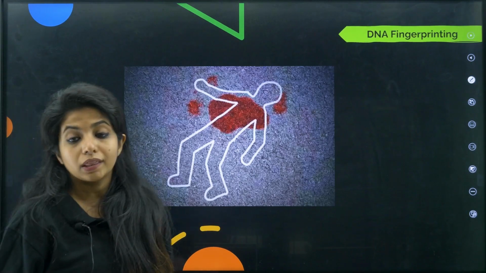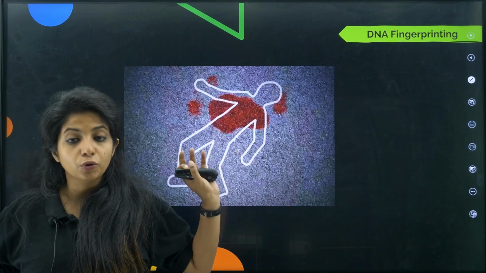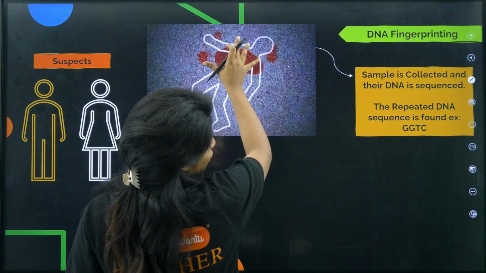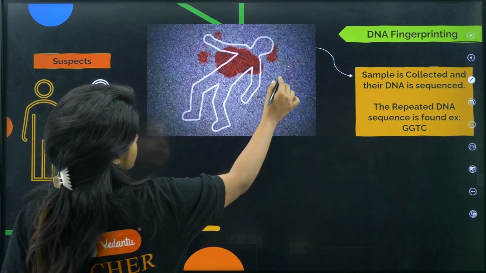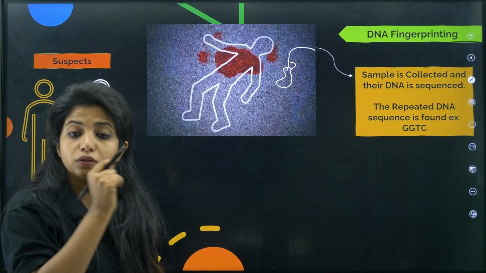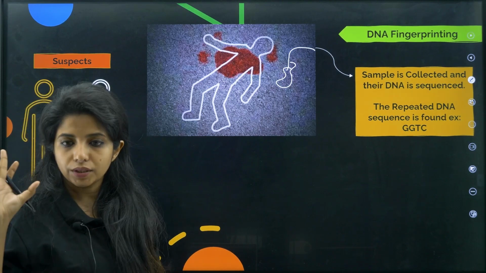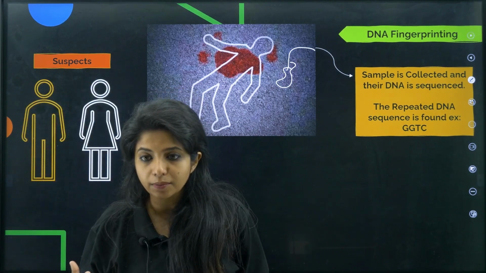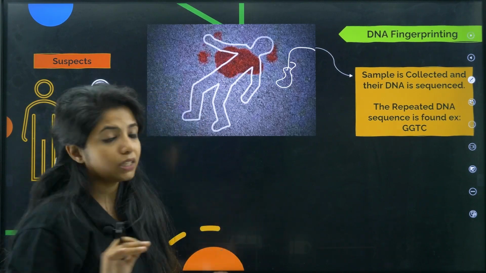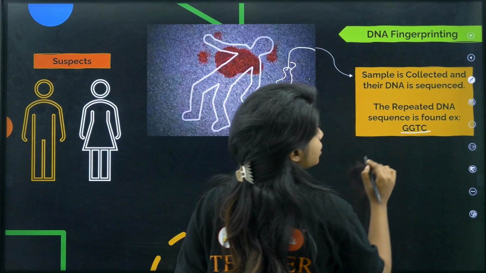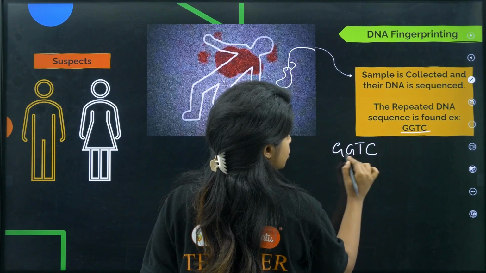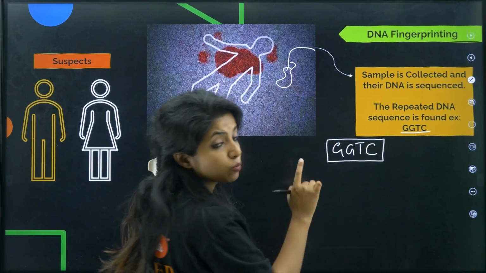Cool. Now, starting with DNA fingerprinting, this is the crime scene. I want to find the person who did the crime. So the first thing I do is, for example, there is a blood stain, not of the person who died, from some other person. I took the sample, and whoever's sample that is, the DNA is sequenced. With the help of a DNA sequencing mechanism, the DNA has been sequenced, and while sequencing it, we came to the conclusion that the repeated DNA sequence is GGTC. What is the sequence that is being repeated very often and would be very easy for me to recognize? It is GGTC, children. So please remember this GGTC.